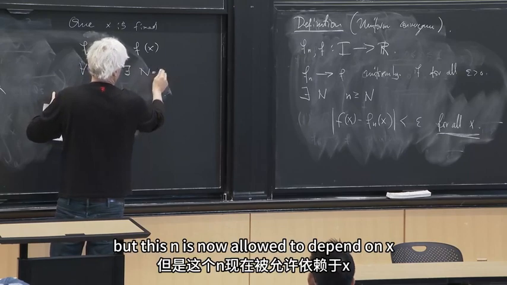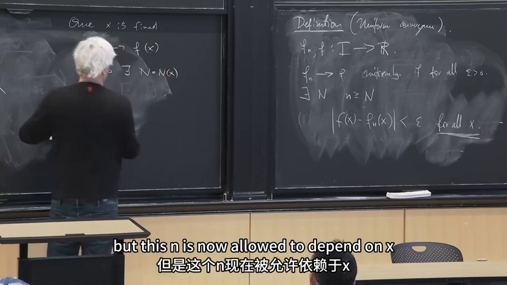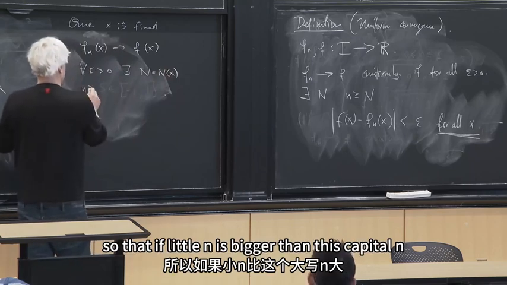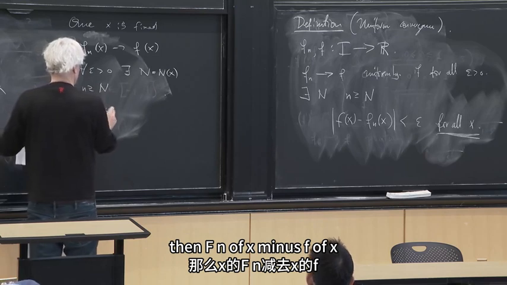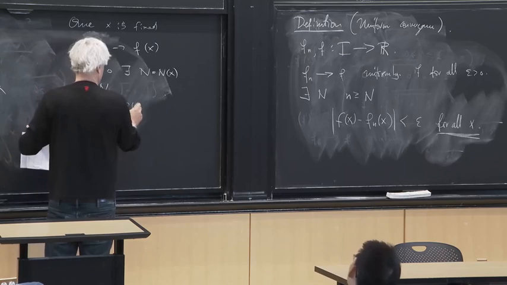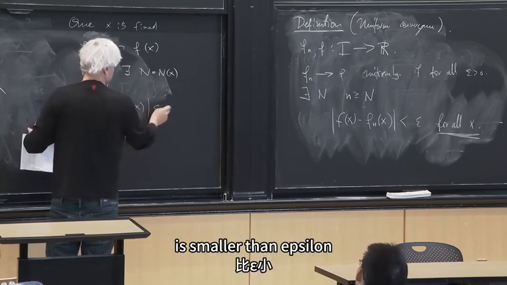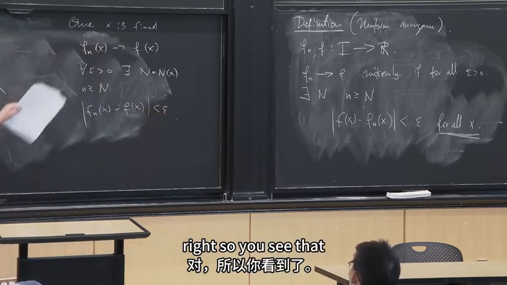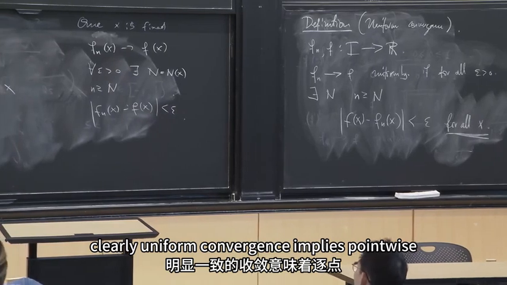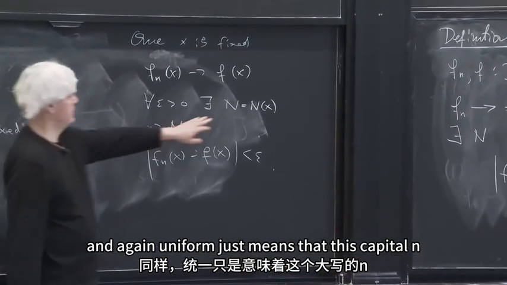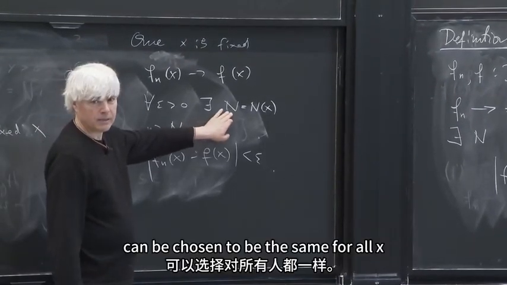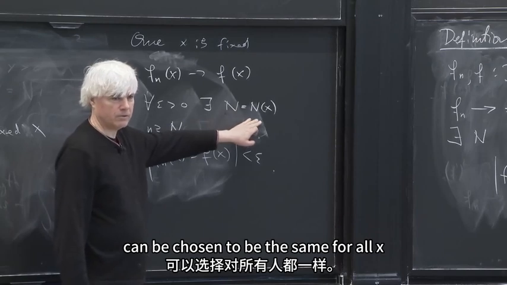But this N is now allowed to depend on x, so that if little n is bigger than this capital N, then Fn of x minus f of x is smaller than epsilon. Right, so you see that clearly uniform convergence implies pointwise. And again, uniform just means that this capital N can be chosen to be the same for all x.